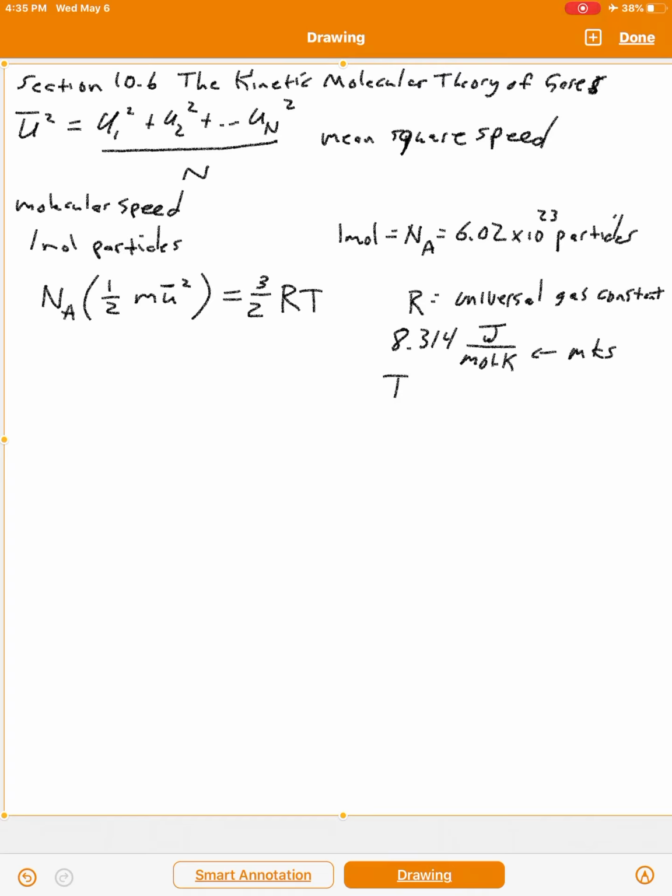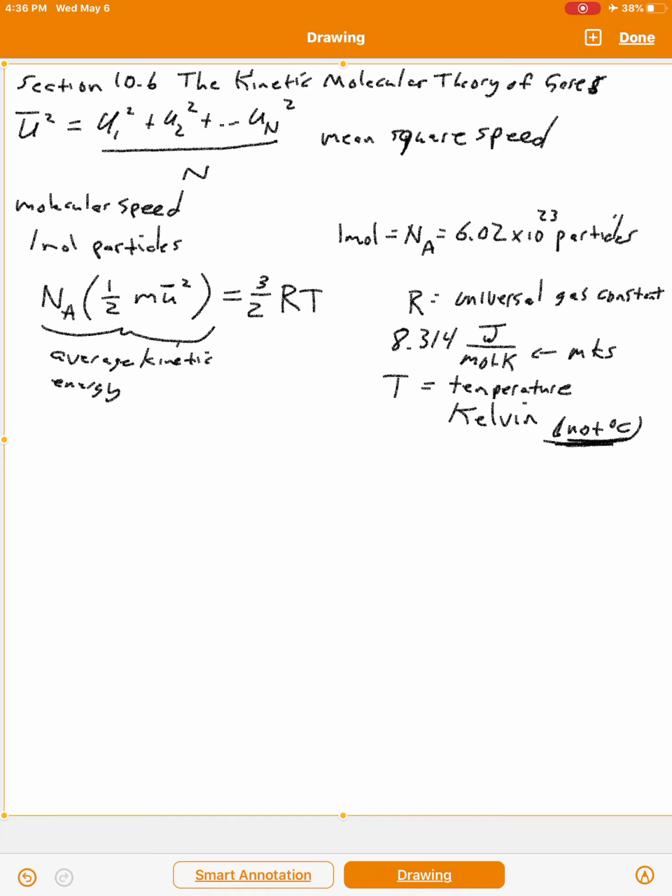And let's point out that when we do temperature calculations, it's going to be in the units of Kelvin, not Celsius. Don't leave it in Celsius, okay? Put it into Kelvin. So this over here on the left side is the average kinetic energy of all these particles in the box that are bouncing around. And what we're claiming, this is really 0.4 of our molecular theory of gases. It's equal to 3/2 RT. And that's powerful.